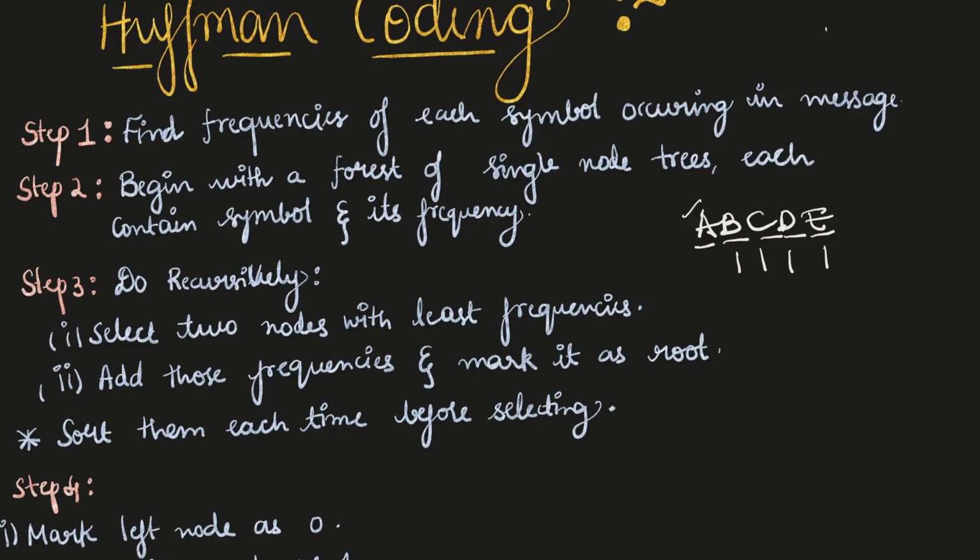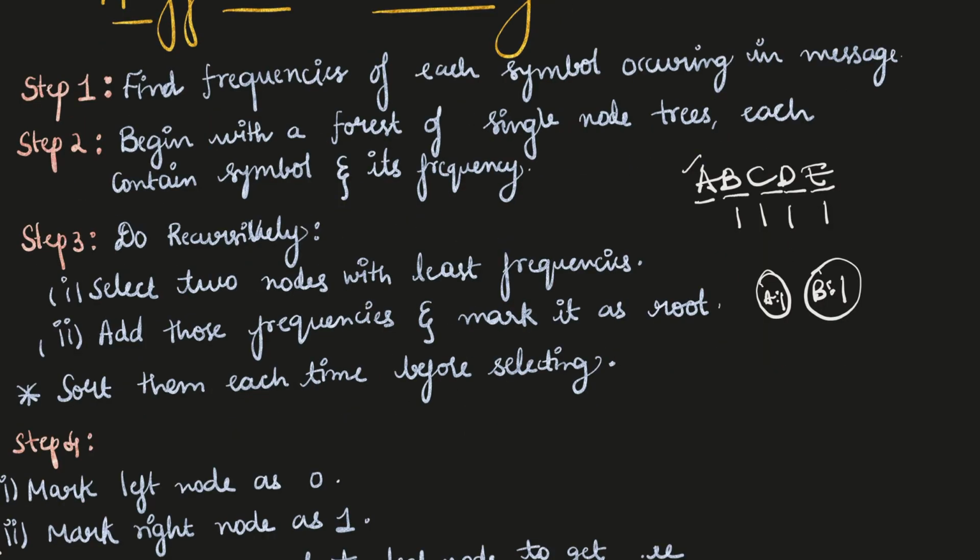Now the next step is we need to begin with a forest of single node trees, each with a certain symbol and its frequency. That means we need to form a binary tree, but first we need to start with the nodes having the particular symbol and its frequency. So we need to start it like this. Then after that we need to do the sorting according to their frequencies. Based on the frequencies you need to arrange them from small to big.